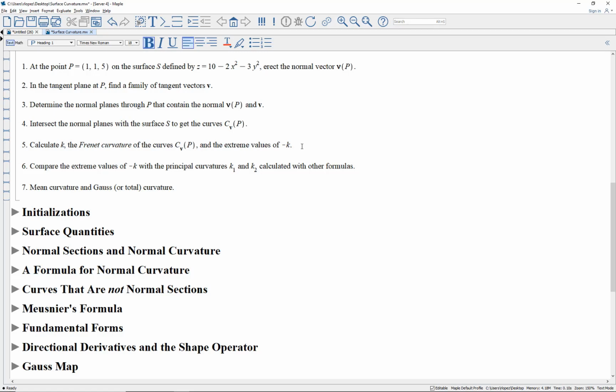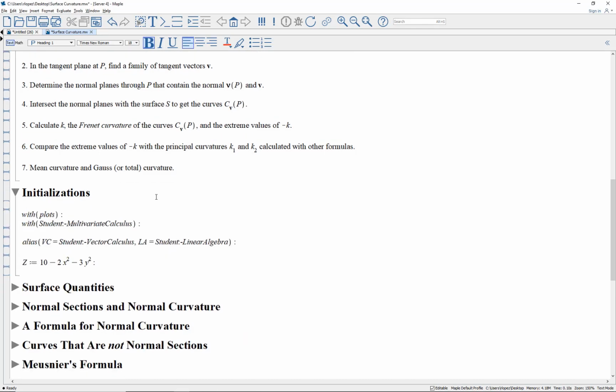So we look for the extreme values. You compare the extreme values of this curvature with the principal curvatures that you could calculate from a whole bunch of formulas you find everywhere. And then you can get the mean and Gauss curvature and compare that to what it should be. The calculations that I had to implement required a tool like Maple. There's no two ways about it.